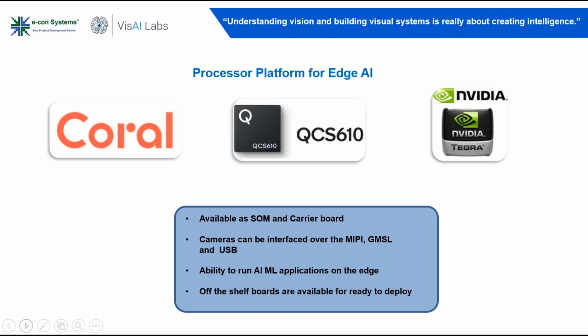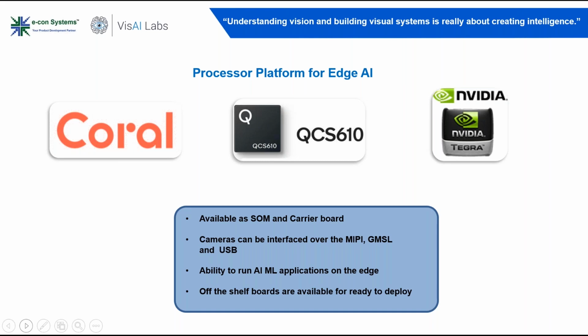The next one is Qualcomm QCS. It is different from the Snapdragon processor. It is specifically designed for edge AI. It has a dedicated AI engine along with the processor. As I said, these three processor families each have their own engine for AI.